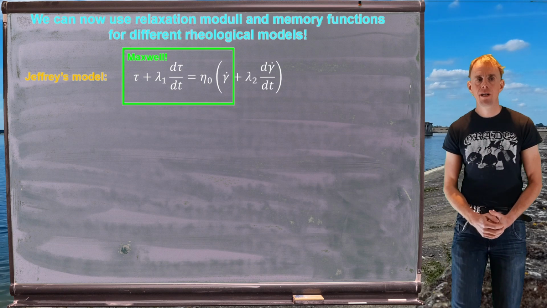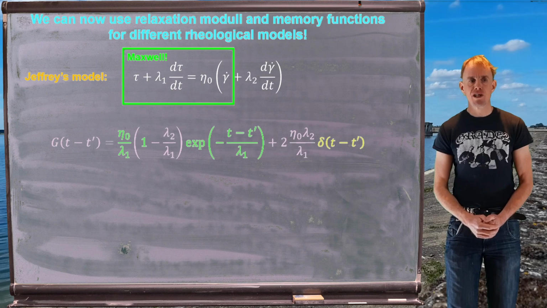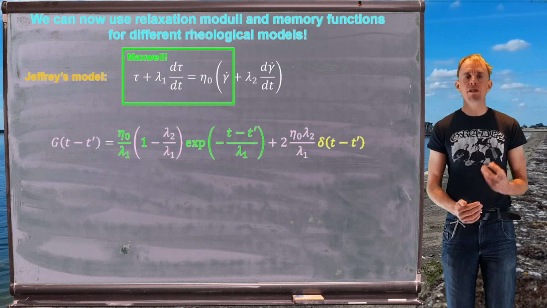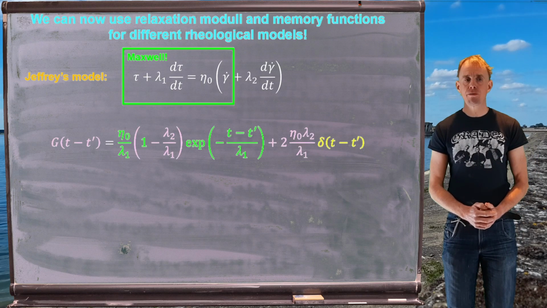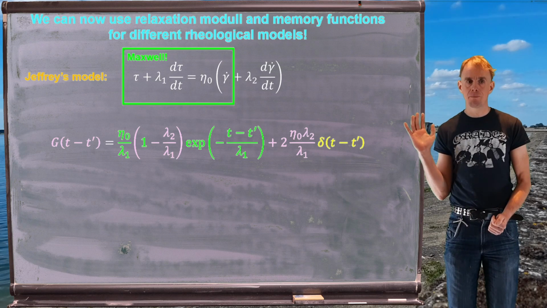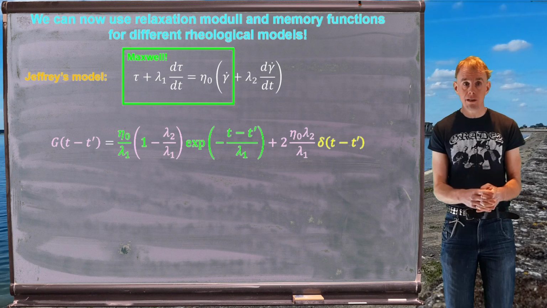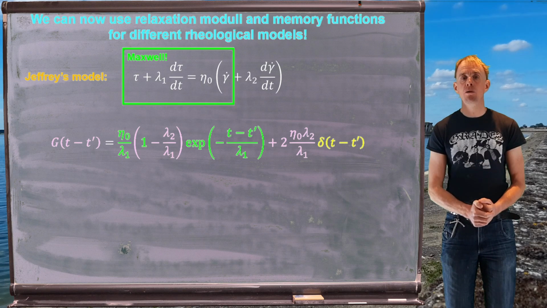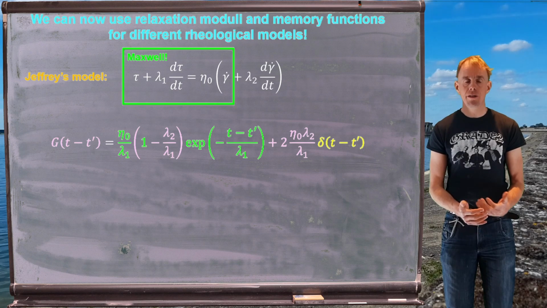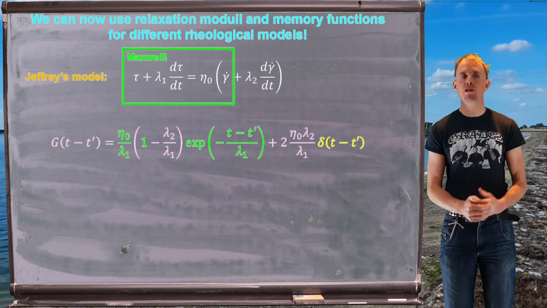Now, we're not going to go through the derivation of this result, but the relaxation modulus from a Jeffreys model can be written thus. The terms in green there are the ones that are retained from Maxwell, and the terms in pink and yellow are those additional terms that are added to the relaxation modulus as a result of using the Jeffreys model.